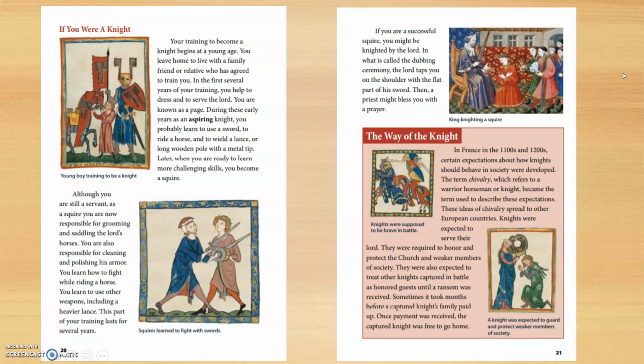If you were a knight, your training to become a knight begins at a young age. You leave home to live with a family, friend, or relative who has agreed to train you. In the first several years of your training, you help to dress and to serve the lord. You are known as a page. During these early years as an aspiring knight, you probably learned to use a sword, to ride a horse, and to wield a lance, or a long wooden pole with a metal tip.